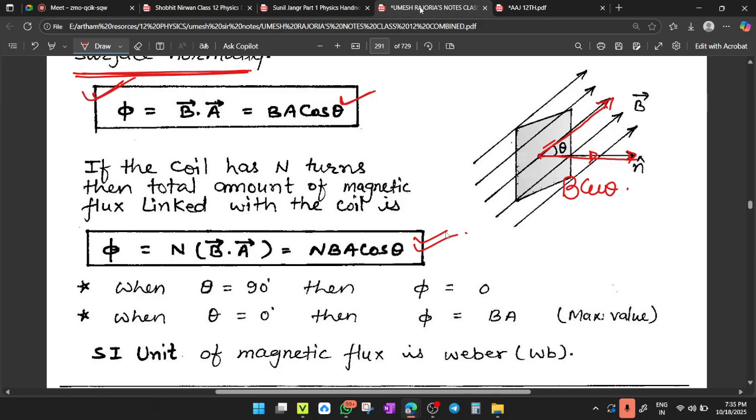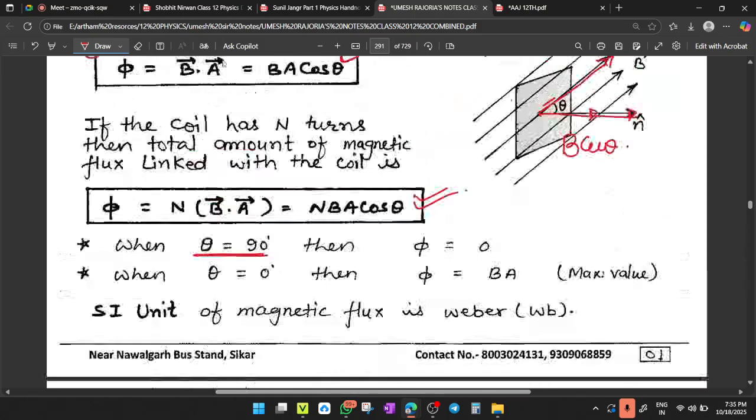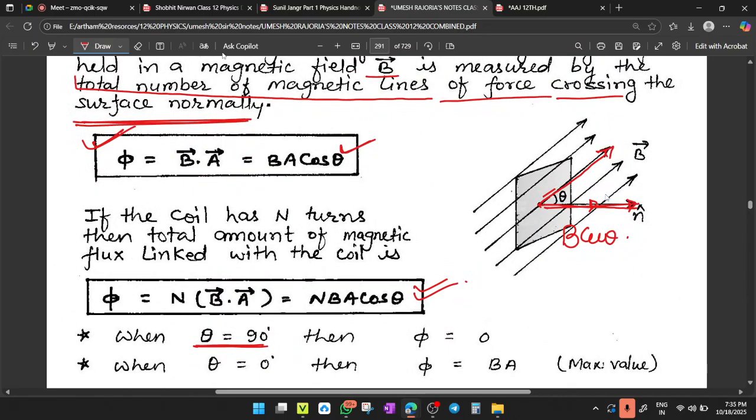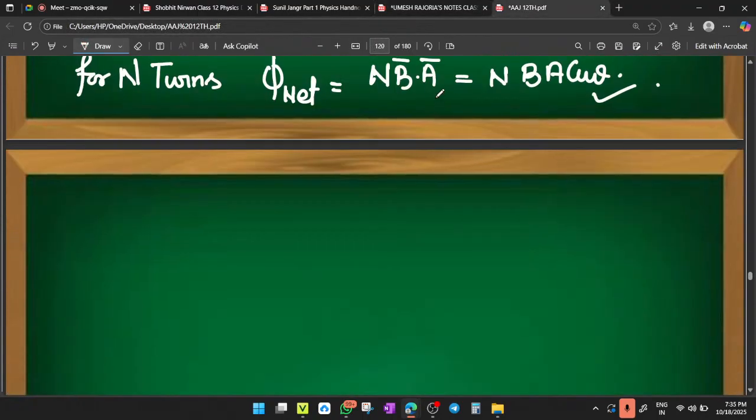Clear or not clear? When theta is equal to 90 degrees, what theta? Theta is the angle between the normal direction and the magnetic field. When theta is equal to 90 degrees, then the flux is equal to 0.